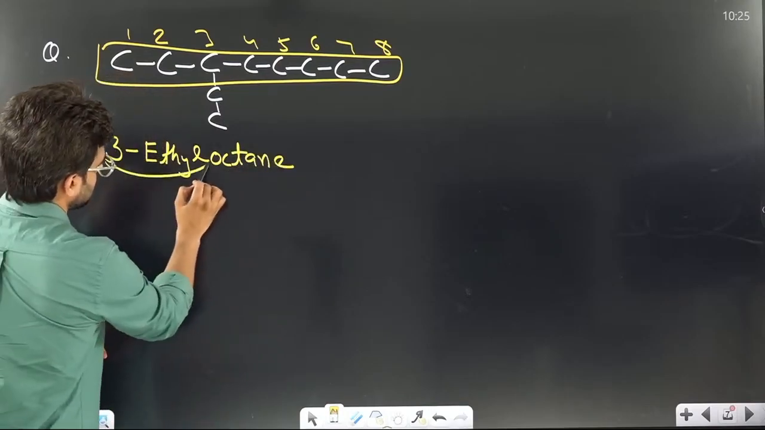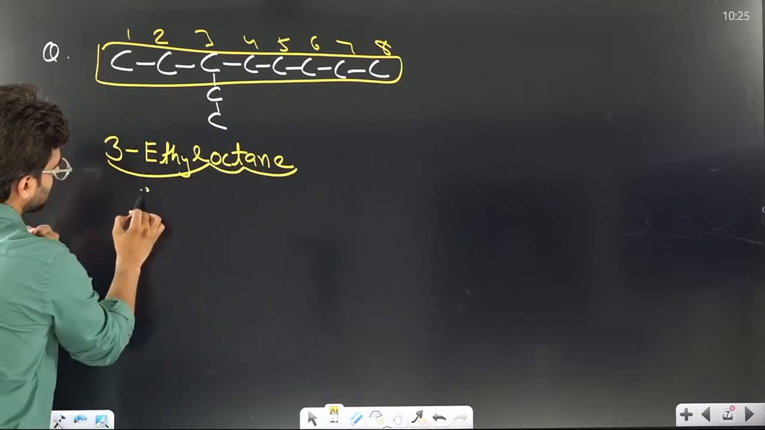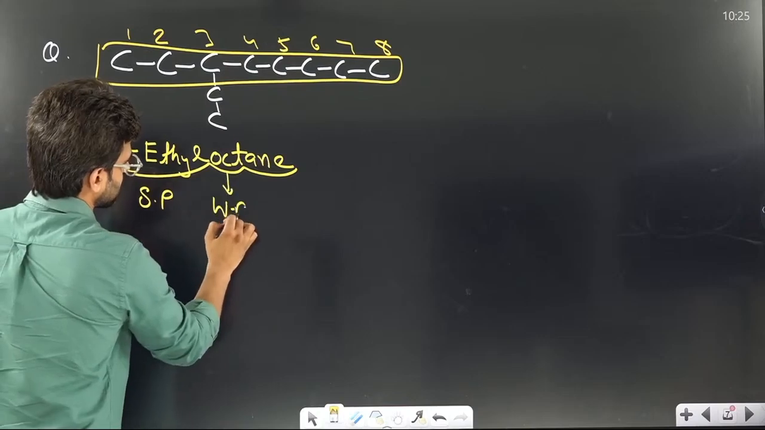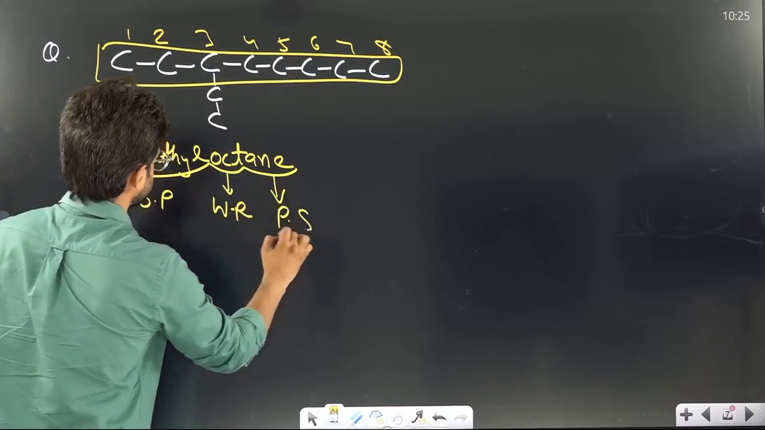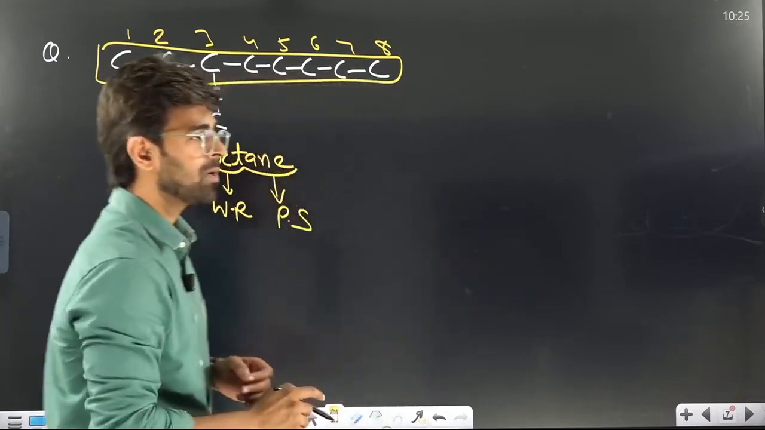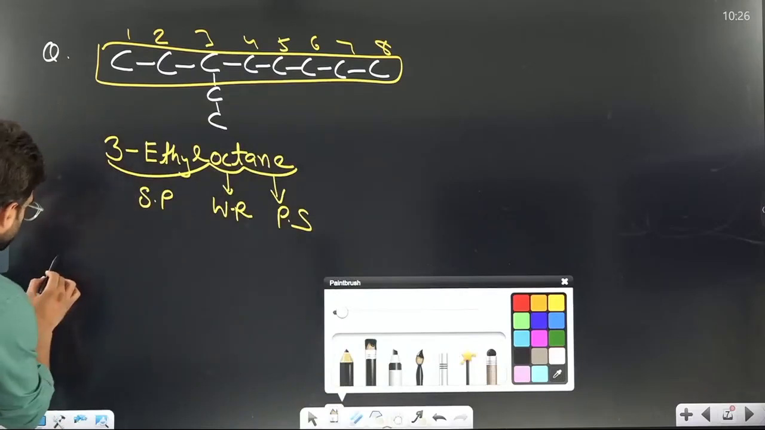If you see step by step, what is it? Secondary prefix. Word root. What is it? Primary suffix. Okay? Great. Now I am giving a little more complicated one. Answer this. Carefully give the answer.